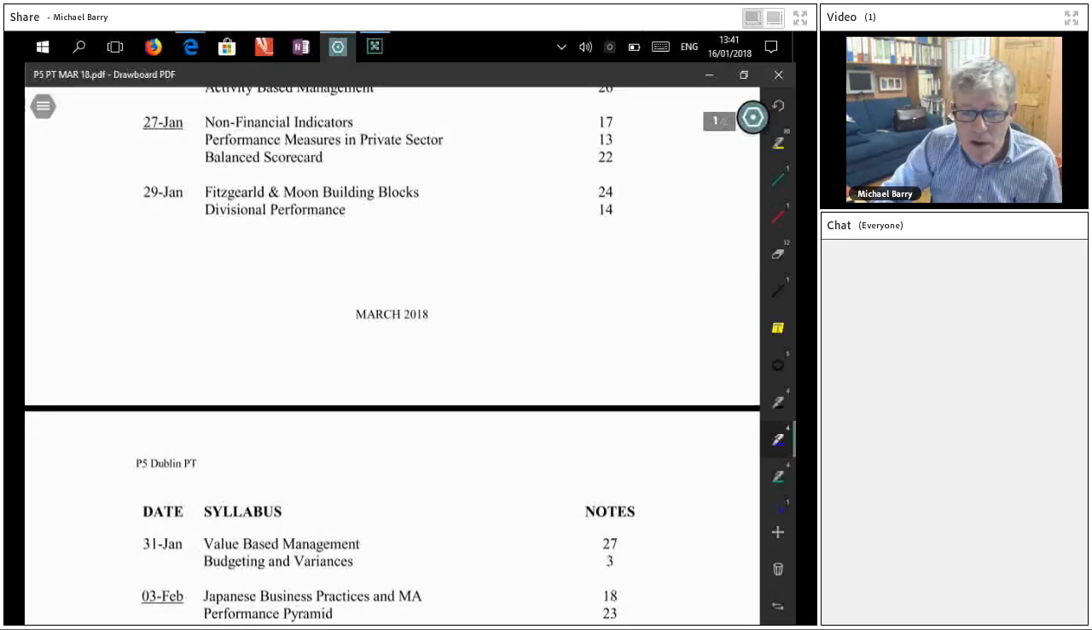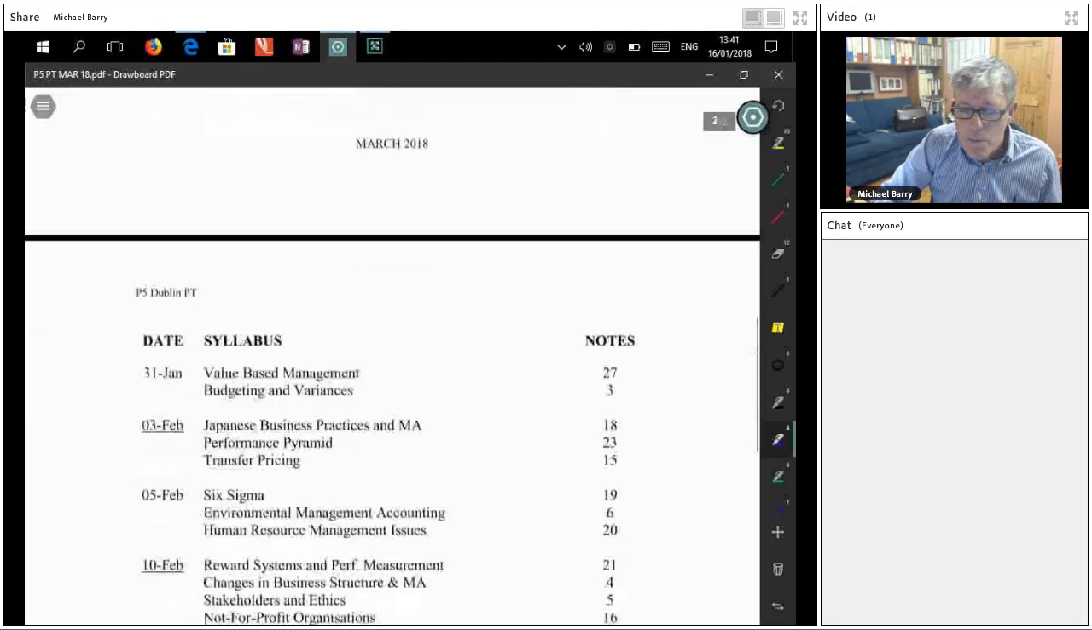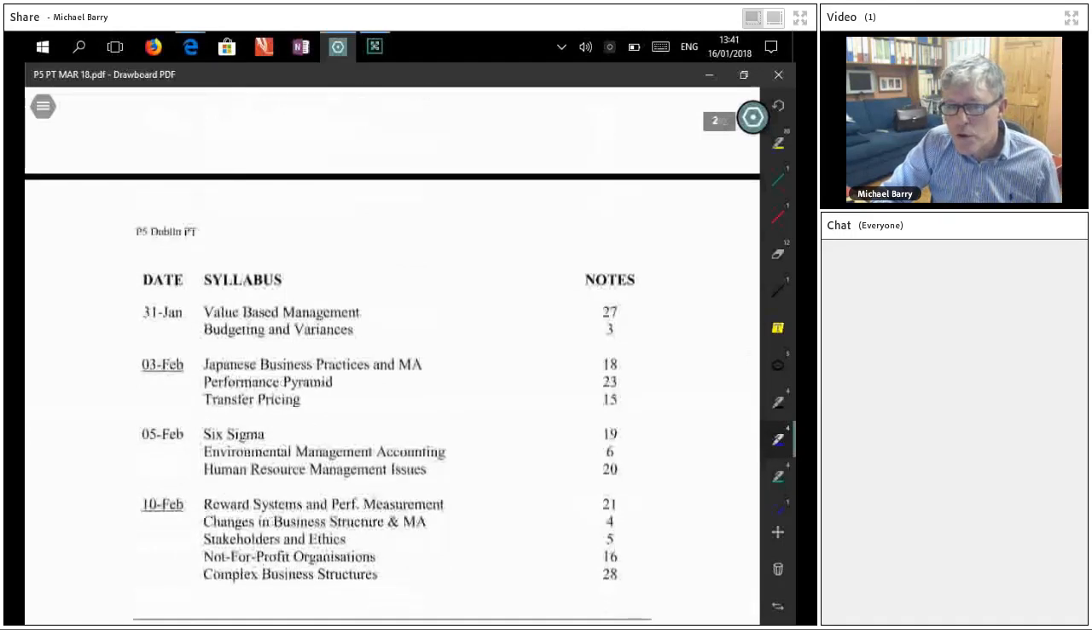Value-based management will be new to most students coming into P5, and although it does incorporate some techniques that you would have encountered in your previous studies, like the net present value technique, the IRR technique, and so on. Budgeting, there's always a link to budgeting somewhere on a P5 exam paper.